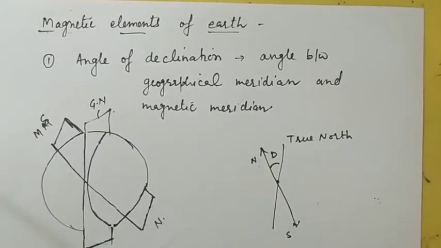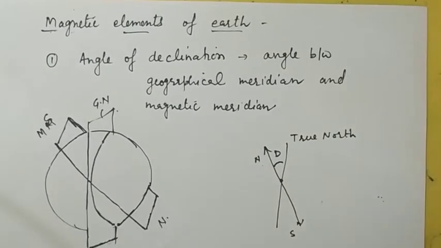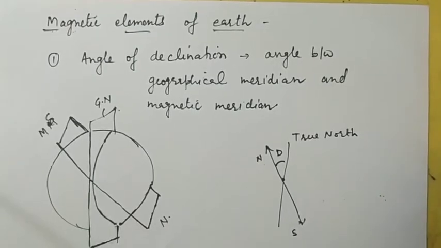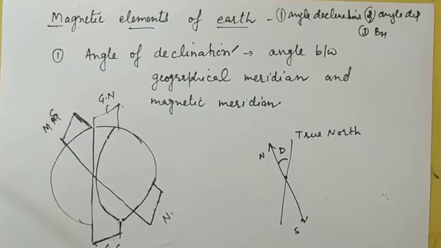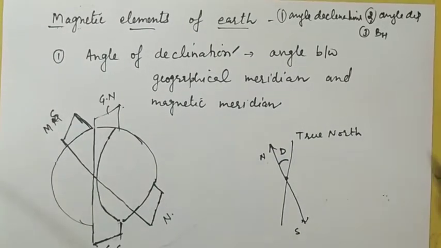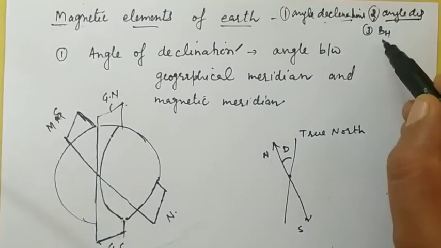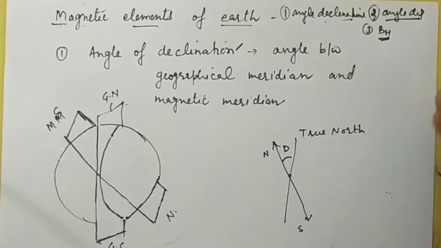In this video, we will discuss the magnetic elements of Earth. Magnetic elements of Earth means the different terms or parameters which tell the magnetic field at different locations of Earth. So there are three parameters: the angle of declination, the angle of dip, and the horizontal component of Earth's magnetic field. Let us discuss the angle of declination.